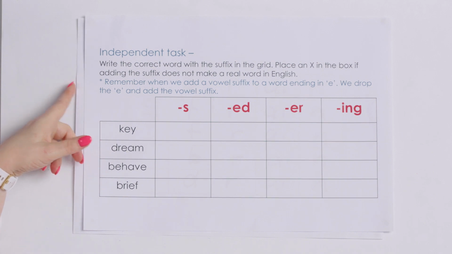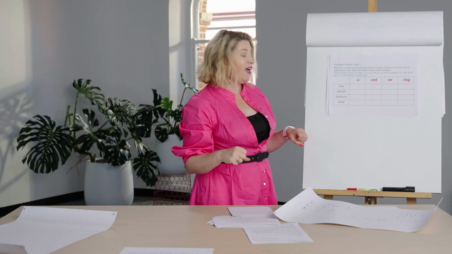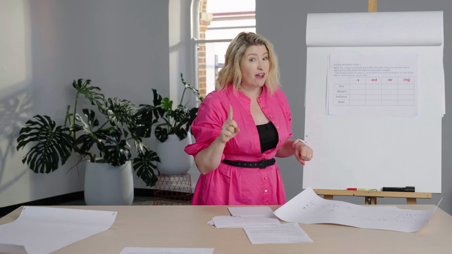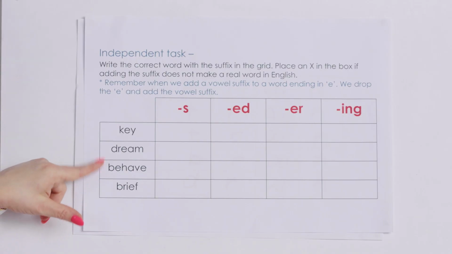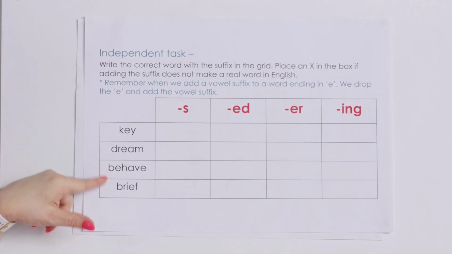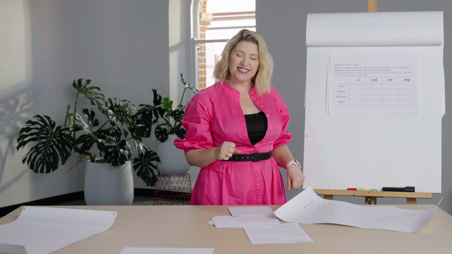We've got a little clue here though. It says, remember that when we add a vowel suffix to a word ending in E, we've got to drop that E before we add the vowel suffix. And I think there's one word there that you're going to have to remember that for. So make sure when you're doing your homework, you look really carefully if there's any words that you need to drop the E before you add that vowel suffix.